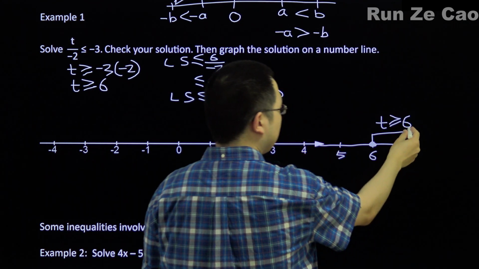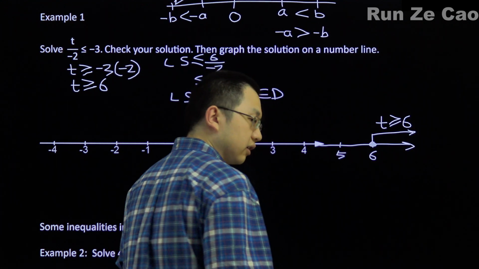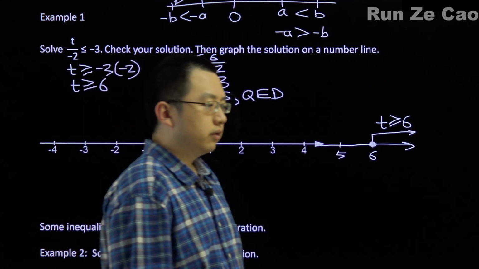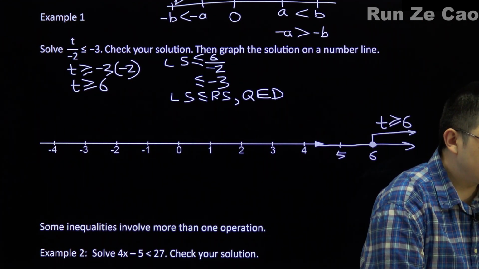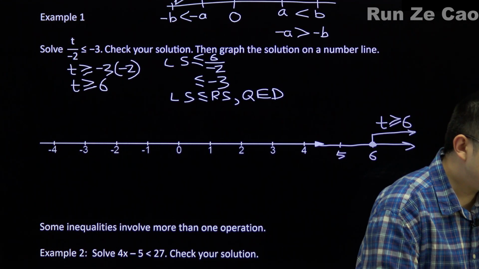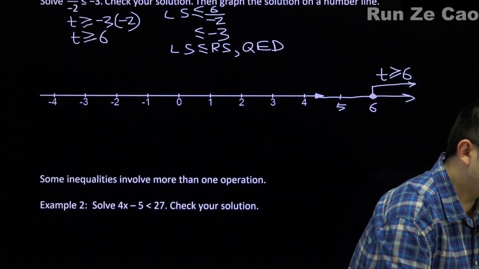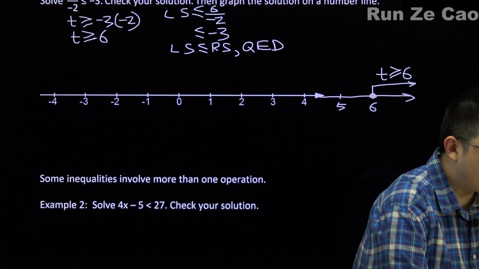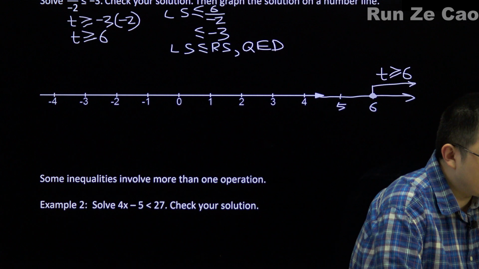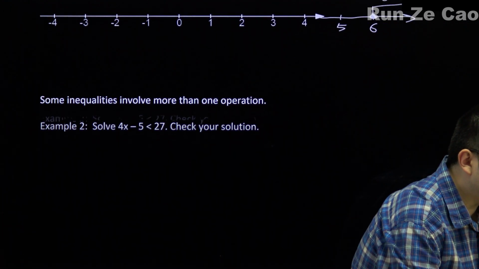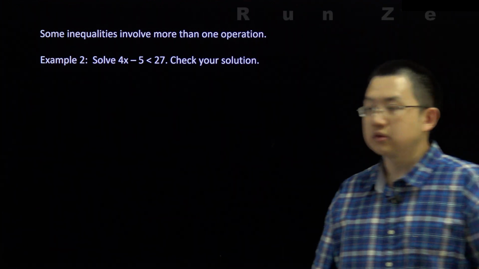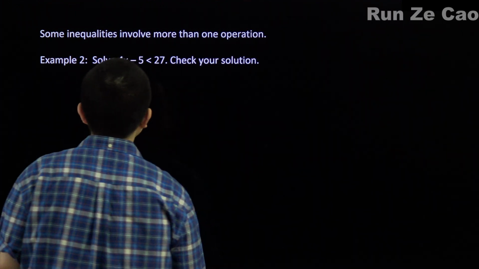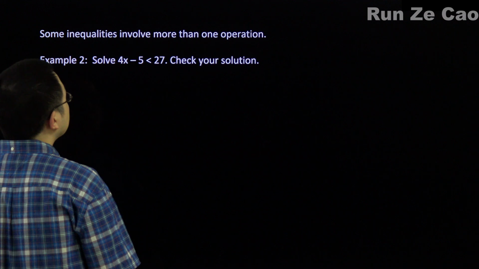Okay, whether you have arrows or no arrows here depends on convention. Right. Some inequalities involve more than one operation. For example, you can have 4x minus 5 is less than 27. Then we check our solution.